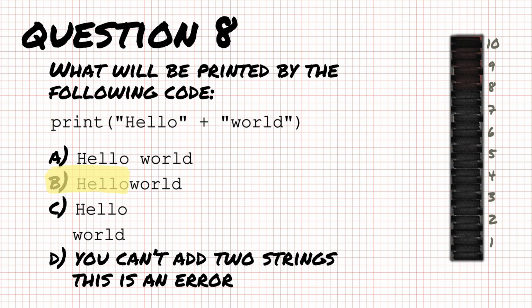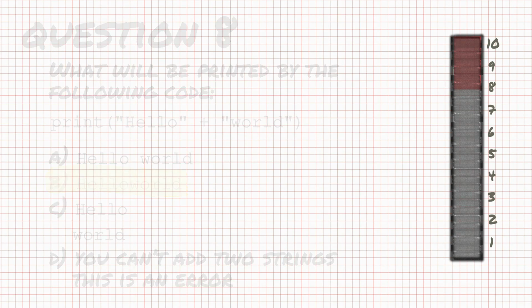The statement will print B, hello world, all one word. The plus operator, when applied to two string arguments, will concatenate or append them together. It does not supply any additional spaces, so if you want space between the words, you must include it in one of the strings being concatenated.